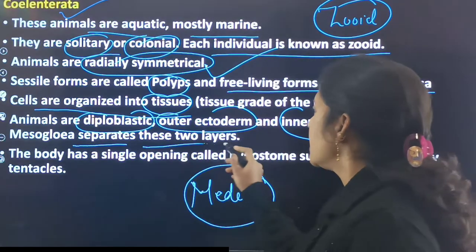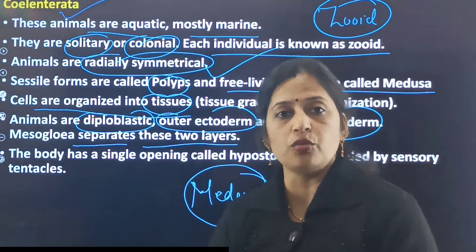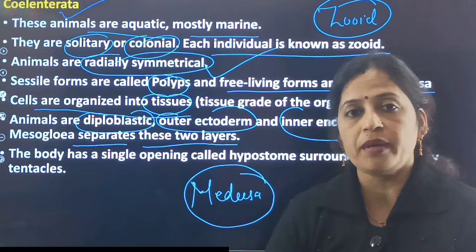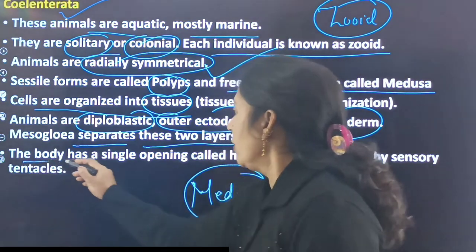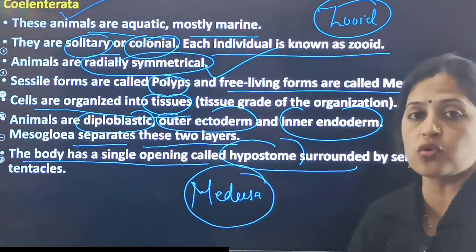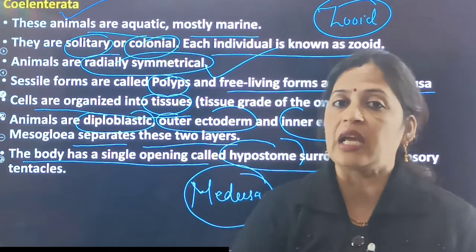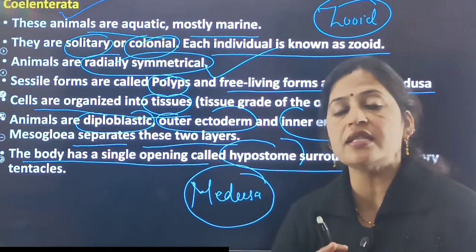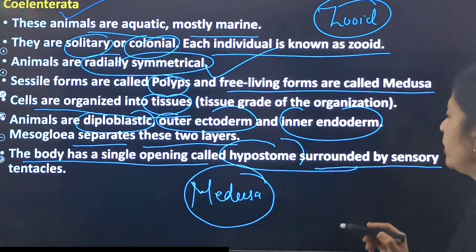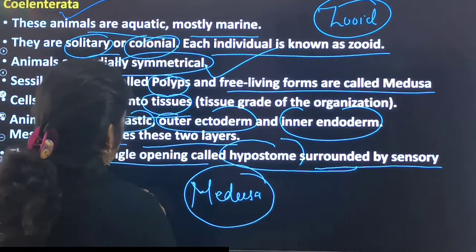Mesoglea separates these two layers. With the help of mesoglea, these two layers are separated, and without mesoglea, these two layers cannot be separated. The body has a single opening, and that single opening is called the hypostome. It is surrounded by the sensory tentacles.